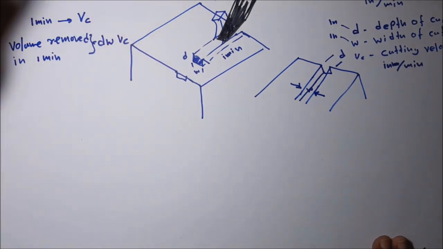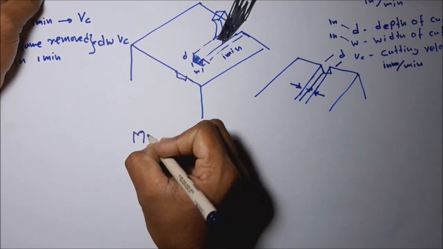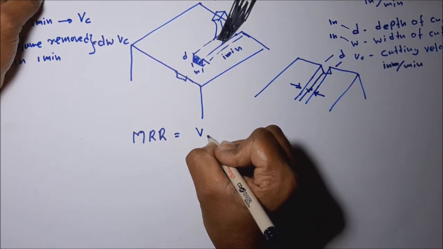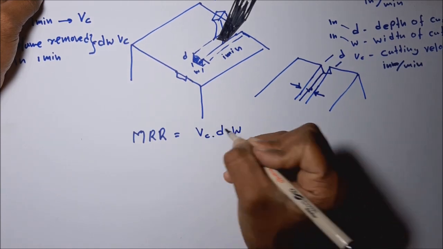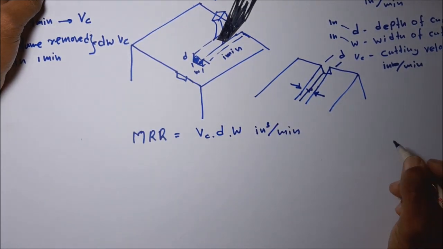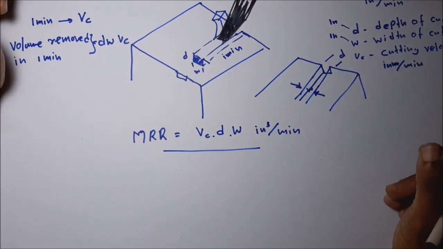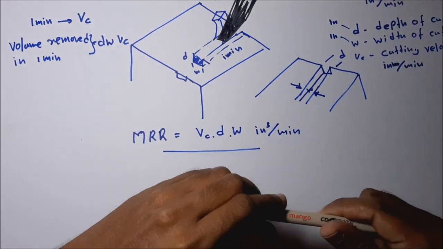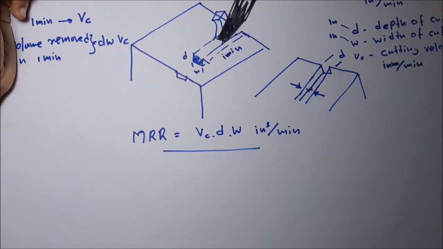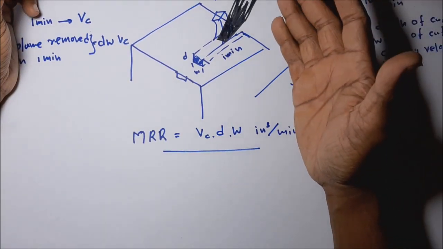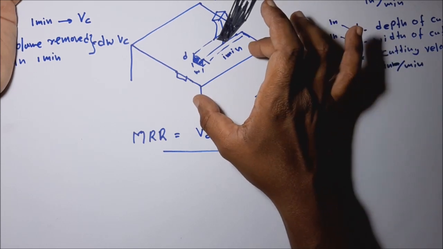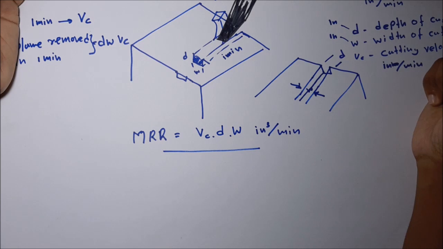Material removal rate. So then you can write the material removal rate is equal to vc d into w, in cubic inches per minute. I think this calculation is very clear to you. The material removal rate means the volume of material removed from the workpiece in a unit time.